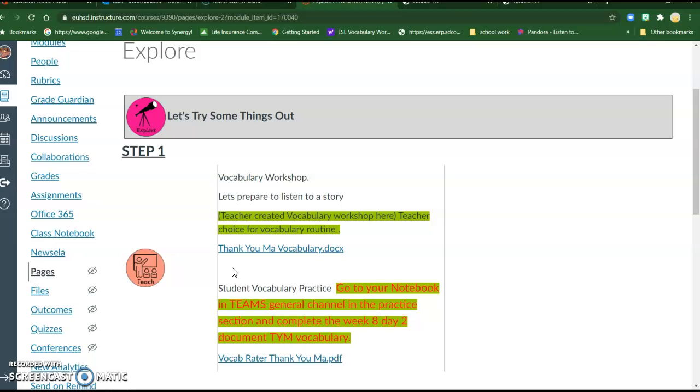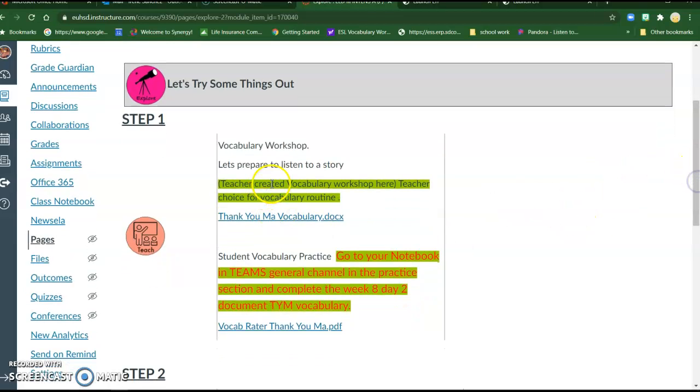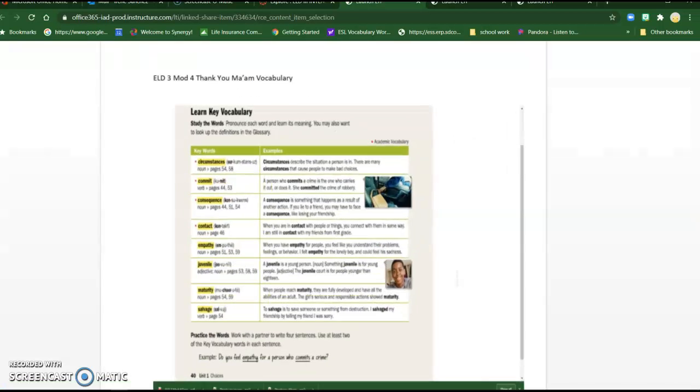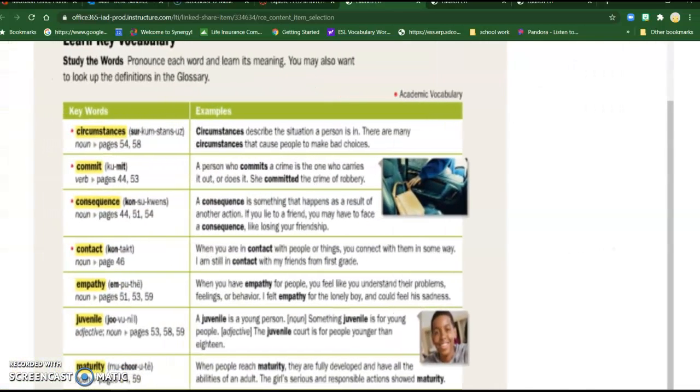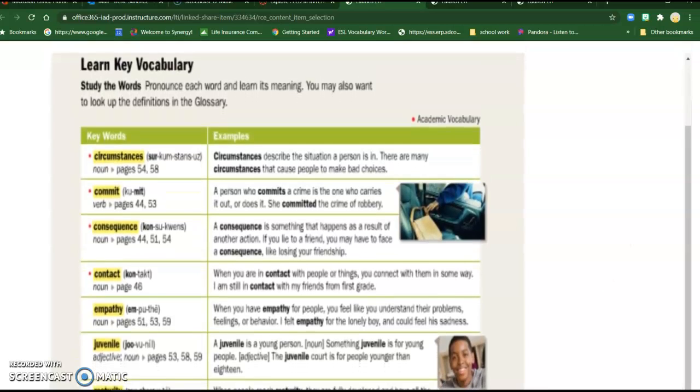You can listen to the story as many times as you want, but when you're listening, I need you to think about the characters, think about the events, and think about what decisions the characters made. How did those decisions impact the character and those around the character? Now, before you start that, we're going to go over the vocabulary. These are 8 new vocabulary words. These are also on the Quizlet that you worked on last week. The words themselves, you'll have this page here on your Canvas that you can use.